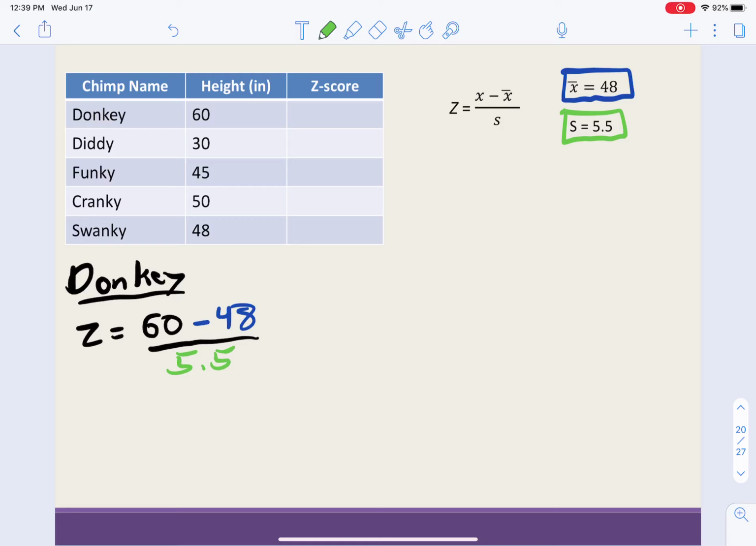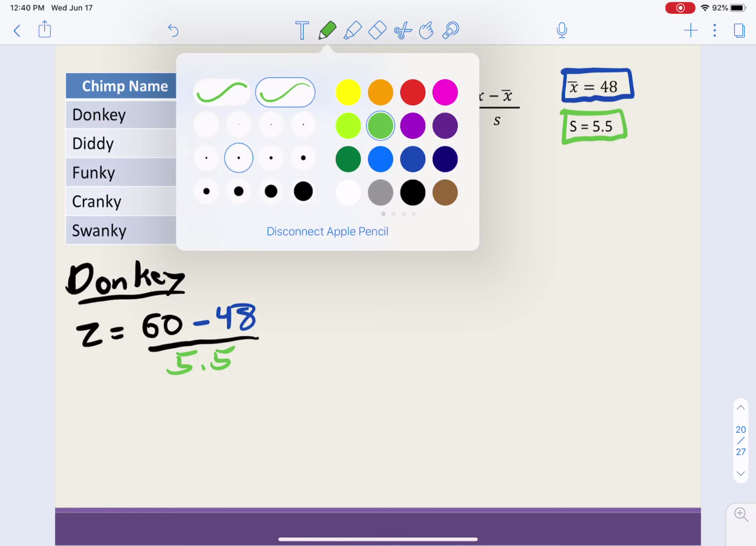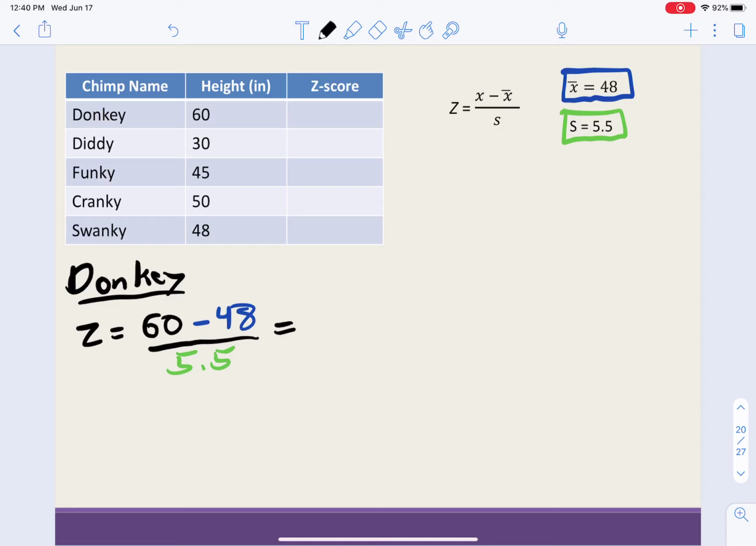We don't need anything special. So 60 minus 48 is 12, divided by 5.5. So that equals 2.181. We're not going to round, we'll just do 2 decimal places. That's fine. Okay, so that's it. Whoa, 2.18.